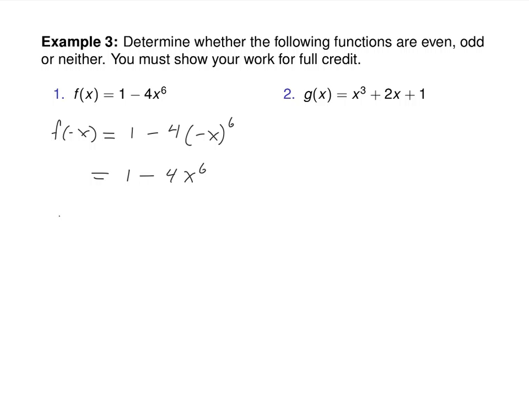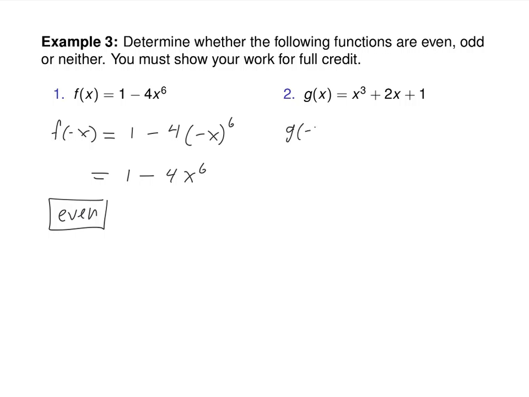That means you're even. So when I say you have to show your work, you've got to show me that you know that checking for evenness and oddness means plug in negative x. Once you've passed this class, you can just do this in your head. Does that make sense? It's the rite of passage. You must get past me first.